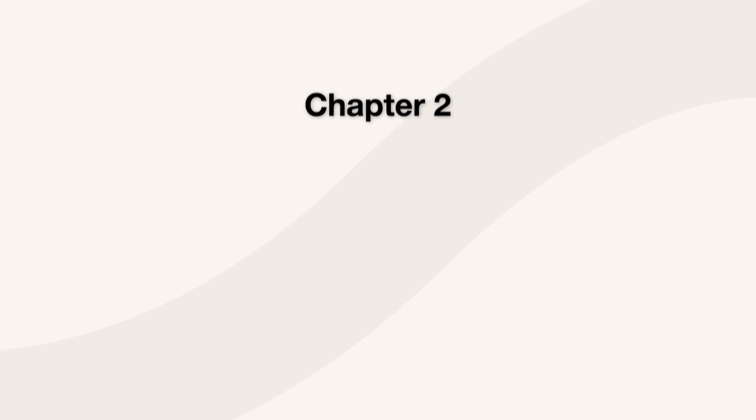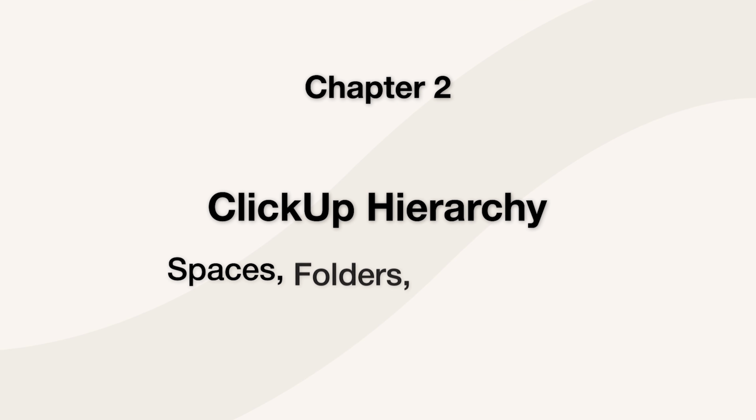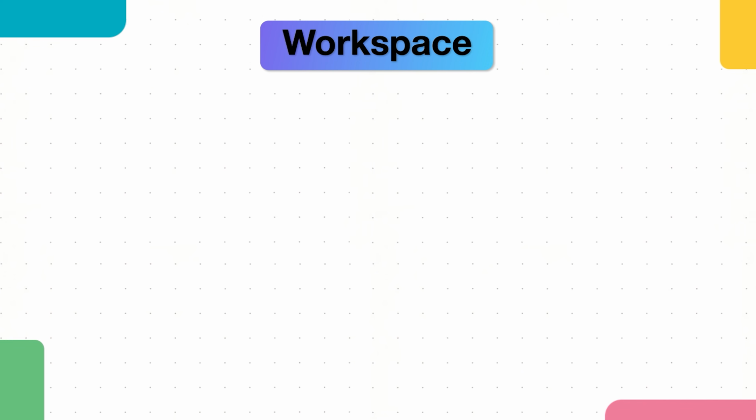Chapter number 2, ClickUp Hierarchy. Spaces, folders, lists, and tasks. One of the first things to grasp in ClickUp is its hierarchy. This is how ClickUp organizes information from the top level down to individual tasks. Think of it like a pyramid or an outline. Workspace, the top level, e.g.